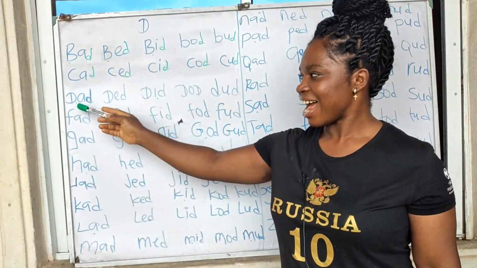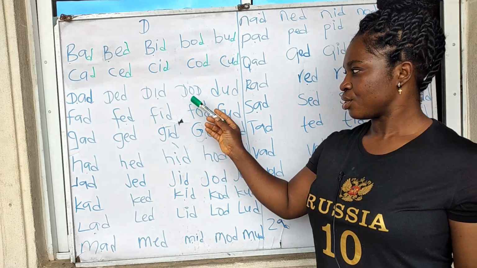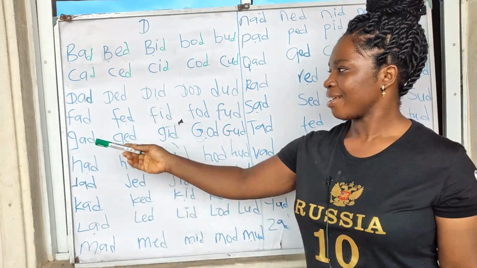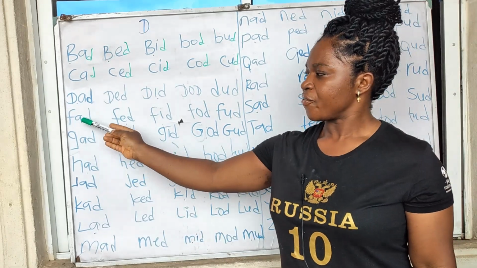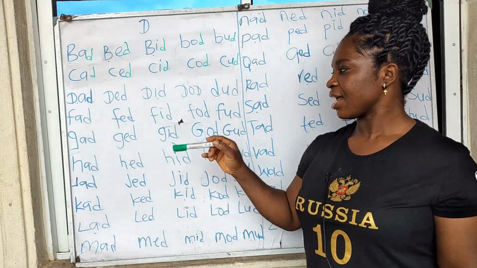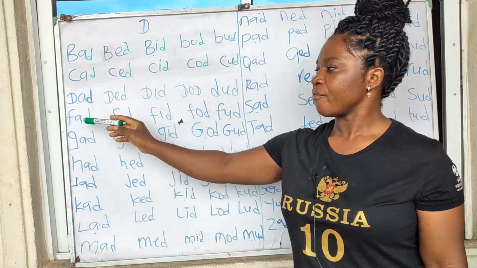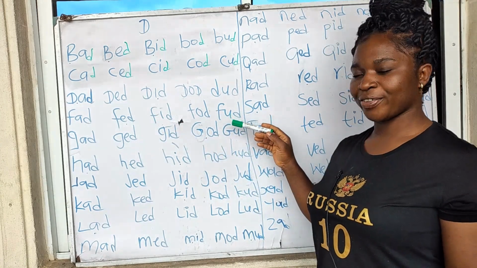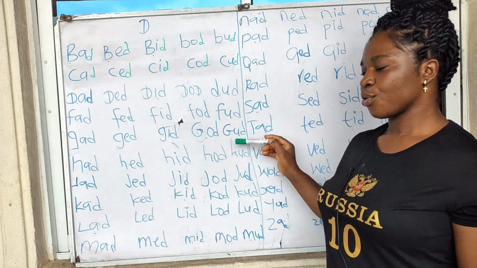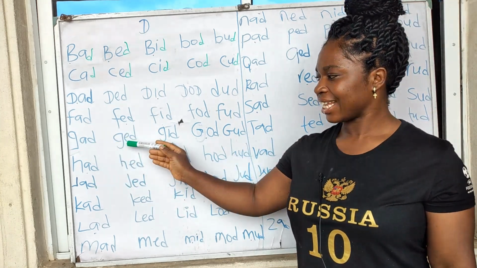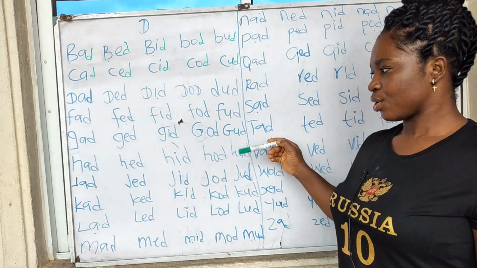Okay. Dad, dead, did, dode, dude. Fad, fed, feed, food, food. Gad, get, gid, God, good.